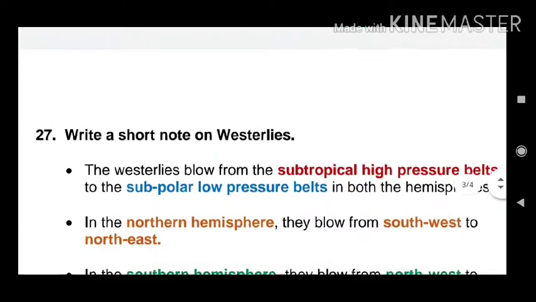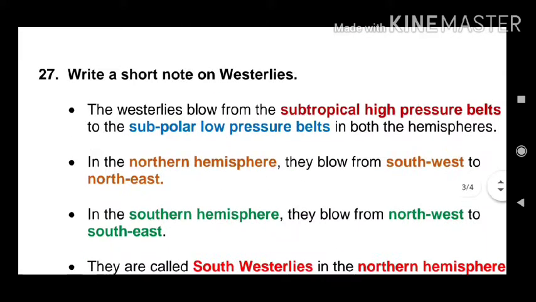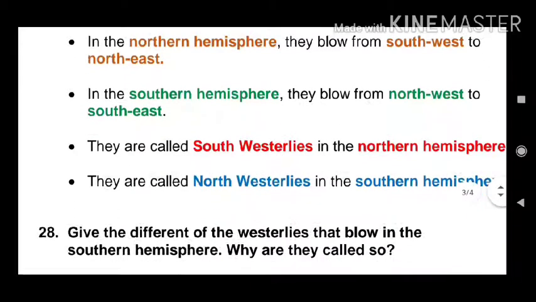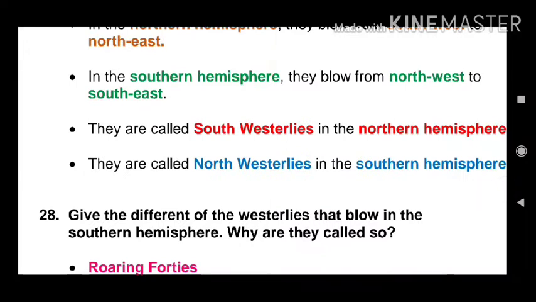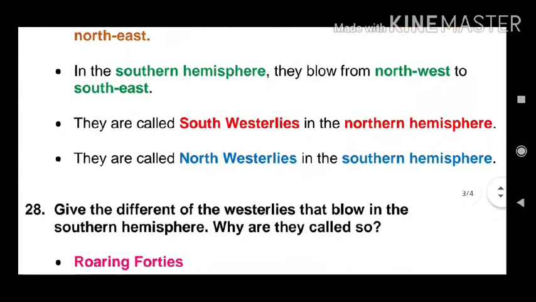So, next question, write a short note on westerlies. The westerlies blow from the subtropical high pressure belts to the subpolar low pressure belts in both the hemispheres. In the northern hemisphere, they blow from southwest to northeast. In the southern hemisphere, they blow from northwest to southeast. They are called southwesterlies in the northern hemisphere, and they are called northwesterlies in the southern hemisphere.